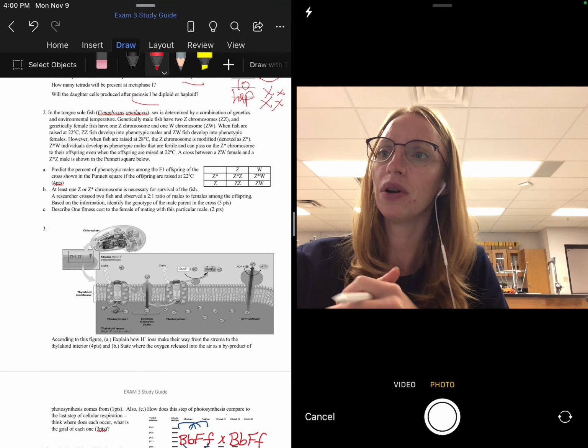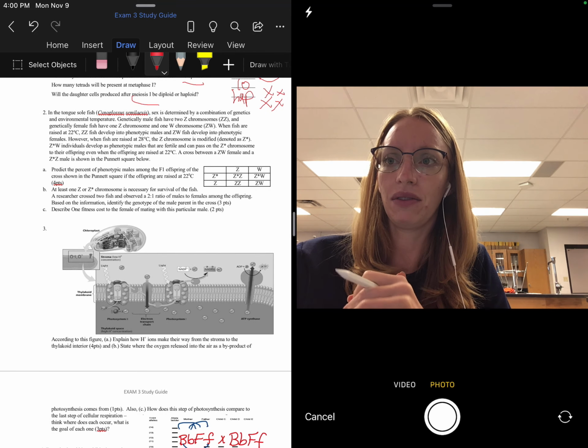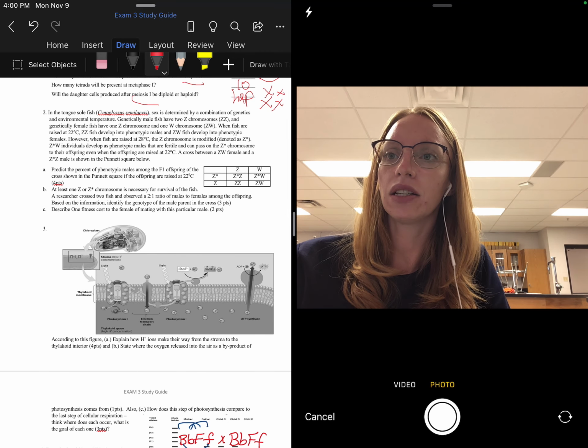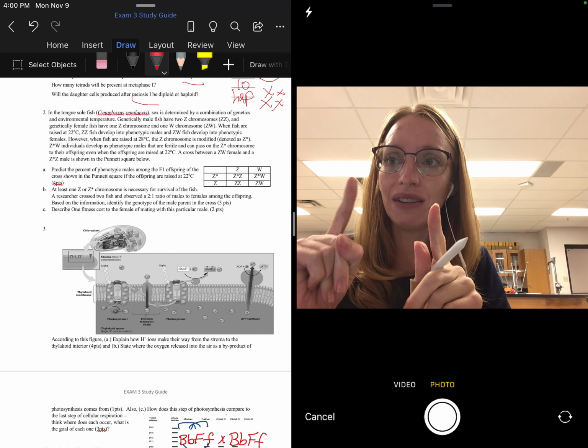Next question, number 2. In the tongue-sole fish, I'm not even going to try to do its scientific name, sex is determined by a combination of genetics and environment.